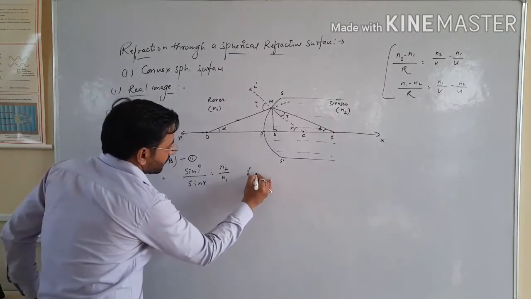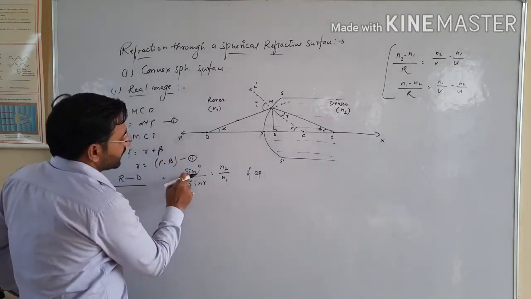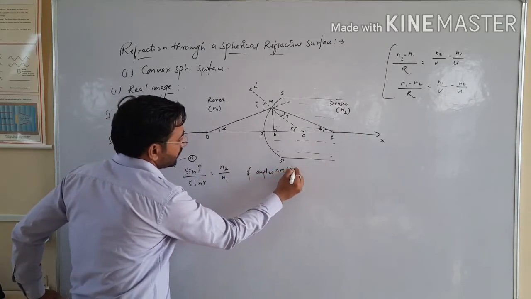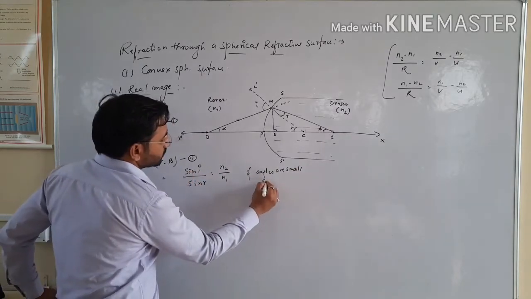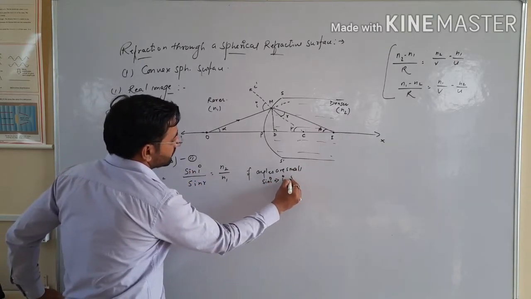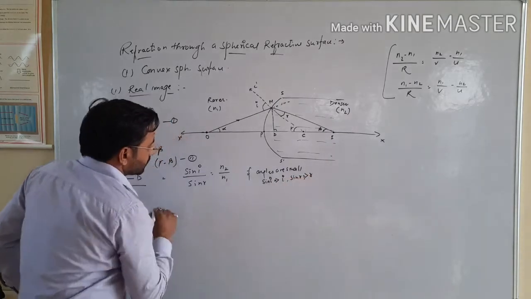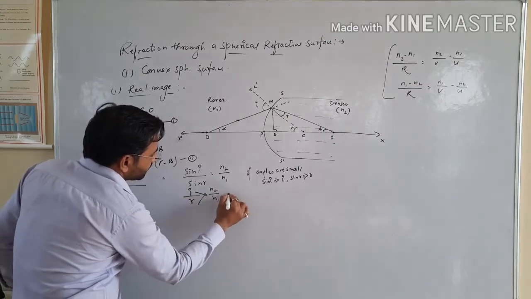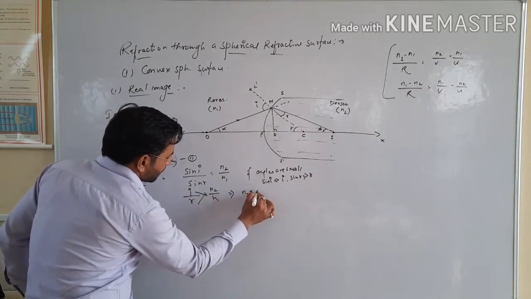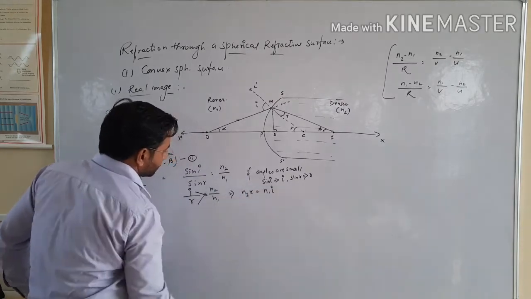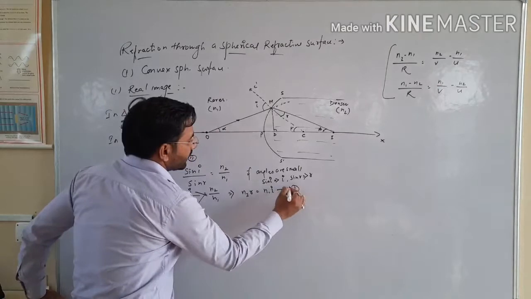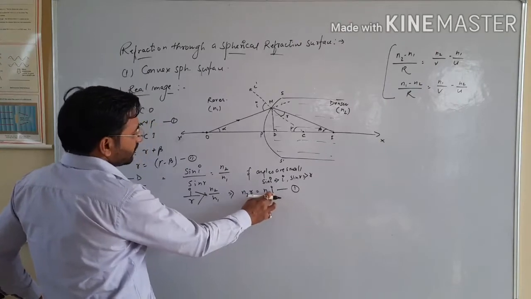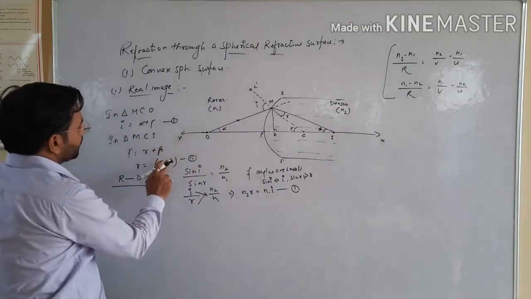If the aperture is small, or you can say if the angles are very small, so sin I goes to I and sin R goes to R. So for that I can write I by R equals N2 by N1. By cross multiplication I can write N2 R equals N1 I. Now here we will write the value of R and I from equation number 1 and equation number 2.